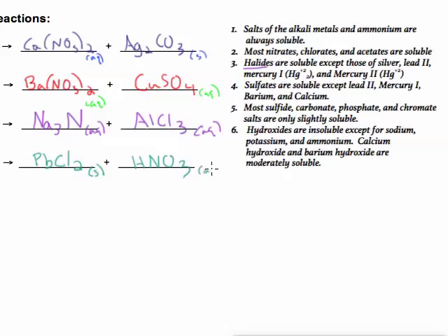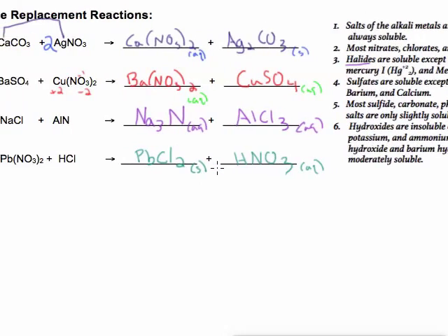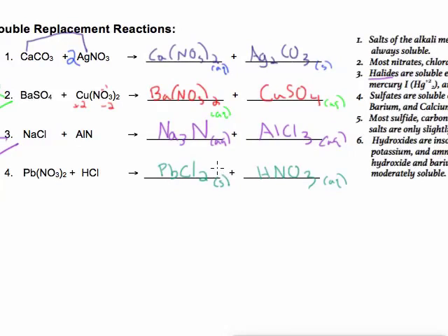We should go back and balance. We're going to need 2 chlorines, and we're going to need 2 nitrates. And that should balance us out. So hopefully, the more you use these solubility rules, the more comfortable you'll get because you'll remember, oh, there was something about halides. Oh, there's something about sulfates, but there's exceptions I've got to check. So you just have to keep practicing, and it will get easier and easier.